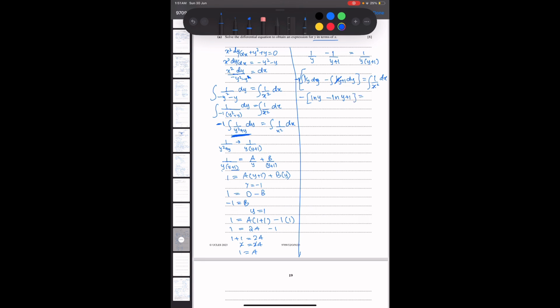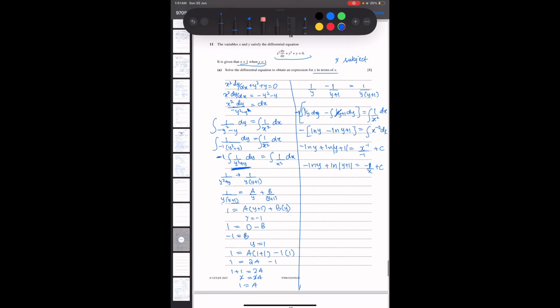And when we integrate 1 upon x square, 1 upon x square basically means x raised to power minus 2 with respect to x. This is minus ln y plus ln y plus 1 is equals to, so when we integrate x raised to power minus 2, we get minus 2 plus 1 is minus 1 divided by minus 1 plus c. We have minus ln y plus ln y plus 1 is equals to minus 1 upon x plus c.